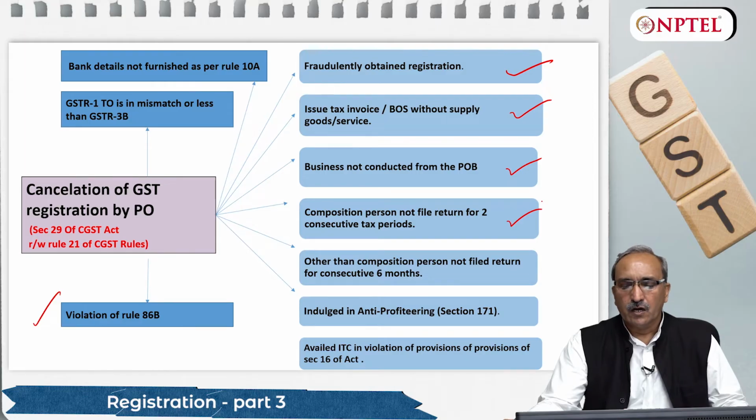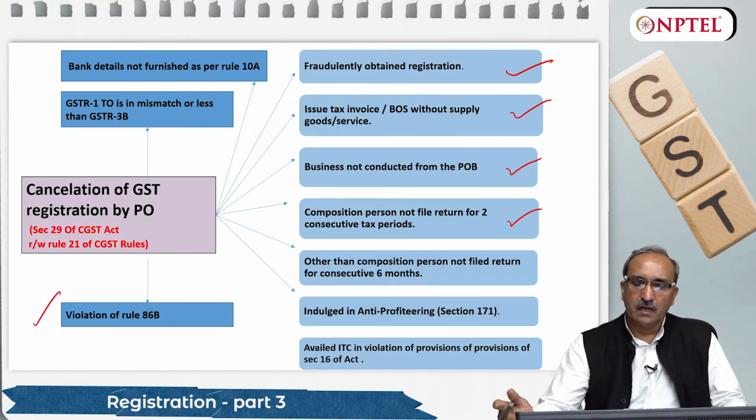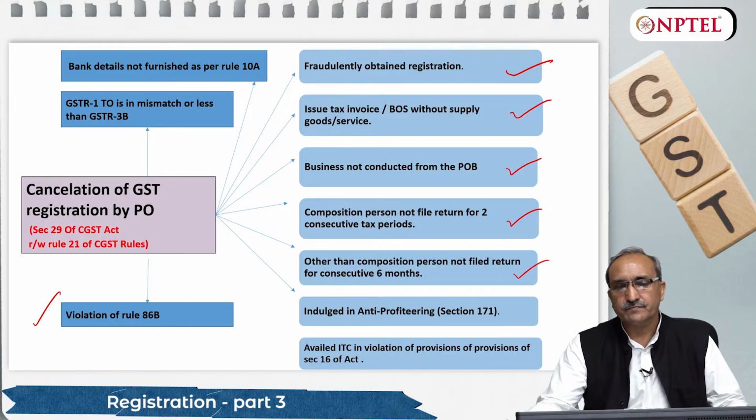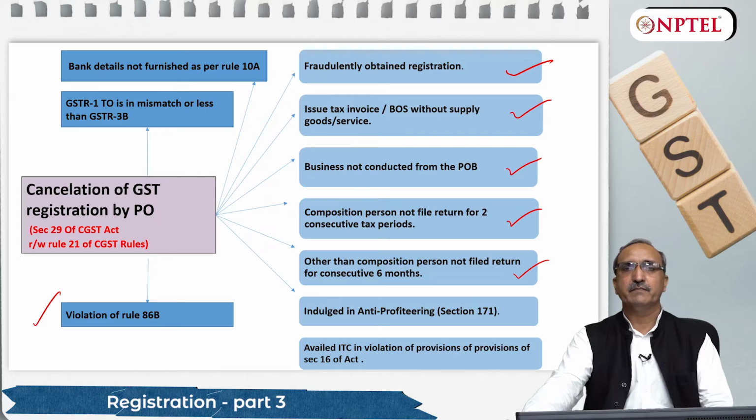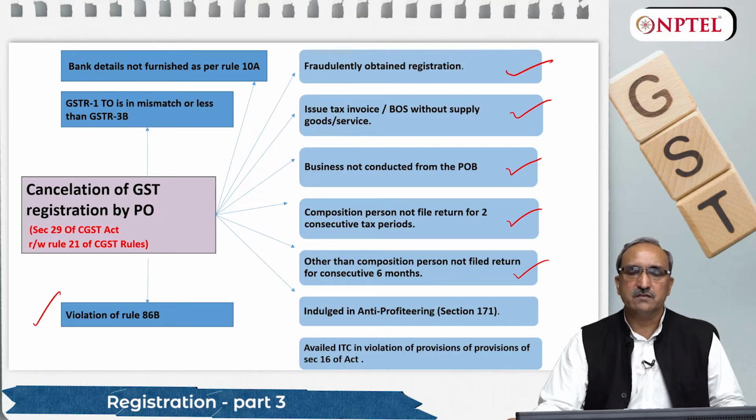Next, composition person not filing return for 2 consecutive tax periods. Means the person who is registered as a composition dealer is supposed to file returns, but if he doesn't file returns for 2 tax periods consecutively, means over a period of 6 months, since quarterly returns are supposed to be filed, his registration will be cancelled. Other than a composition dealer, if a regular dealer is not filing a return on a monthly basis for a continuous period of 6 months, his registration will be cancelled.